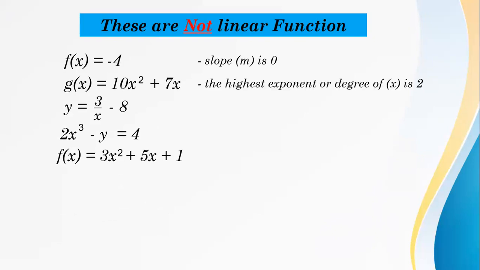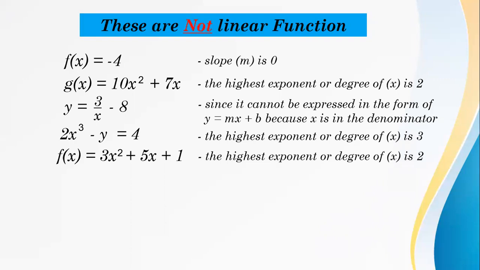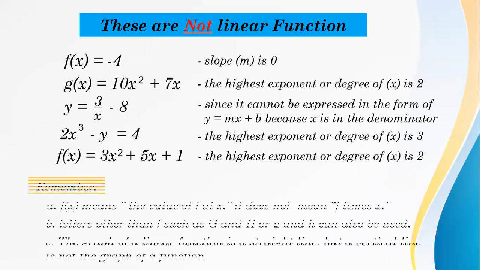Number 2, the highest exponent, or degree of x, is 2. And always remember that when the highest exponent, or degree of x, is 1, they call it a linear function. But number 2 is not a linear function. Number 3 is also not a linear function since it cannot be expressed in the form y equals mx plus b, because x is in the denominator. Number 4, the highest exponent, or degree of x, is 3. And the last one, the highest exponent, or degree of x, is 2. So these are not linear functions.